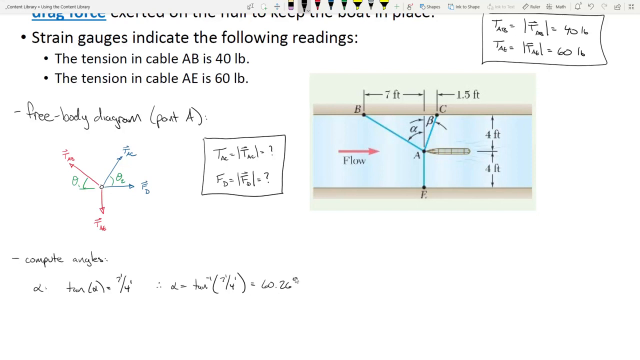Okay. All right. Now, let's go ahead and do beta while we're at it. So I think we can do the same thing. I would argue that the tangent of beta is opposite over adjacent, so 1.5 feet over 4 feet. So beta is the inverse tangent of 1.5 feet over 4 feet. So what is beta?